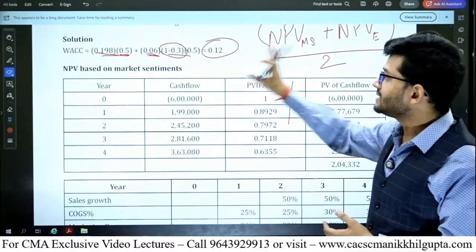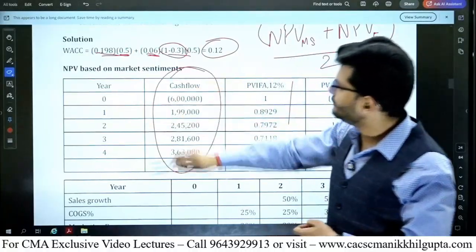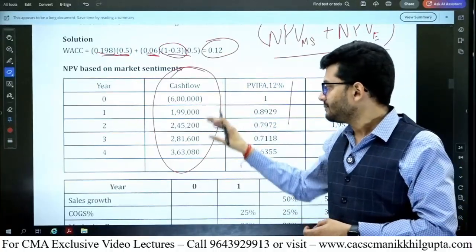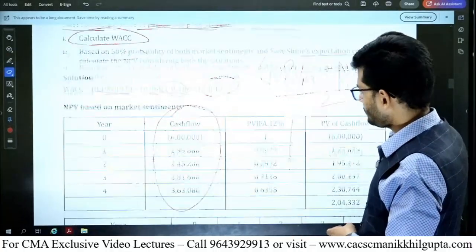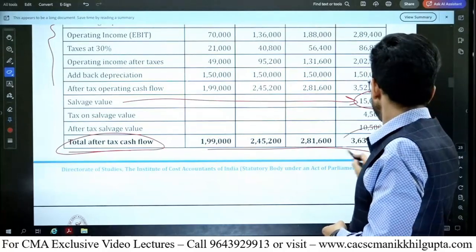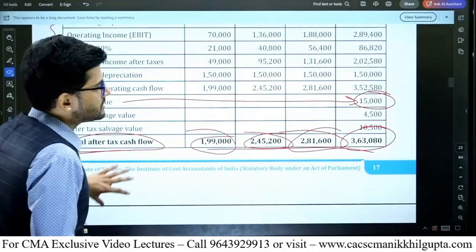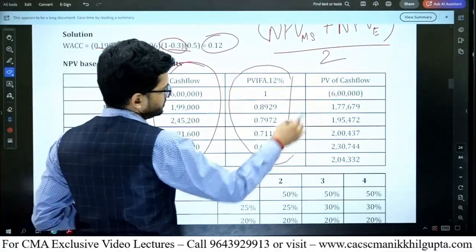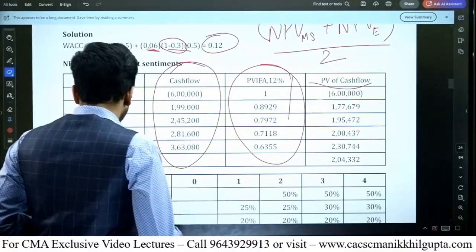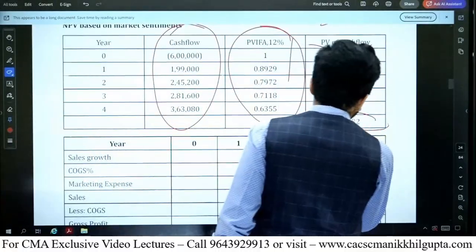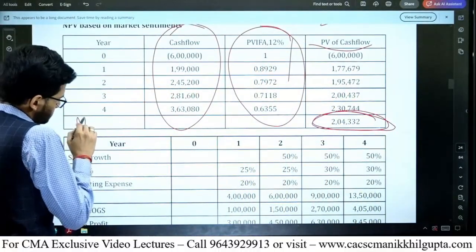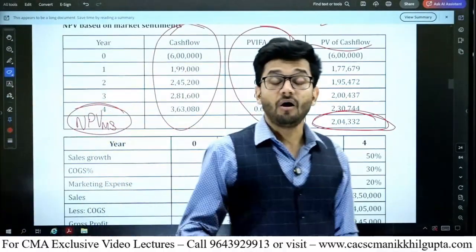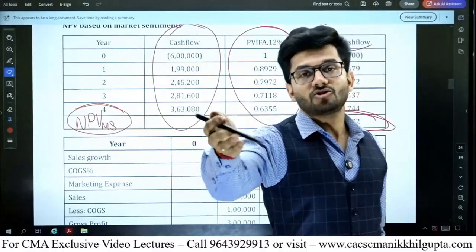Now, NPV based on market sentiments. So market sentiments cash flow is already computed by the question itself. 6 lakhs in the beginning, then it goes like this, 3,63,008. This is the cash flow as per the market sentiments. We just have to calculate the present value of the cash flow, and we get the NPV. This is the NPV as per the market sentiments. It's already calculated. Now NPV as per the expectations of the management.